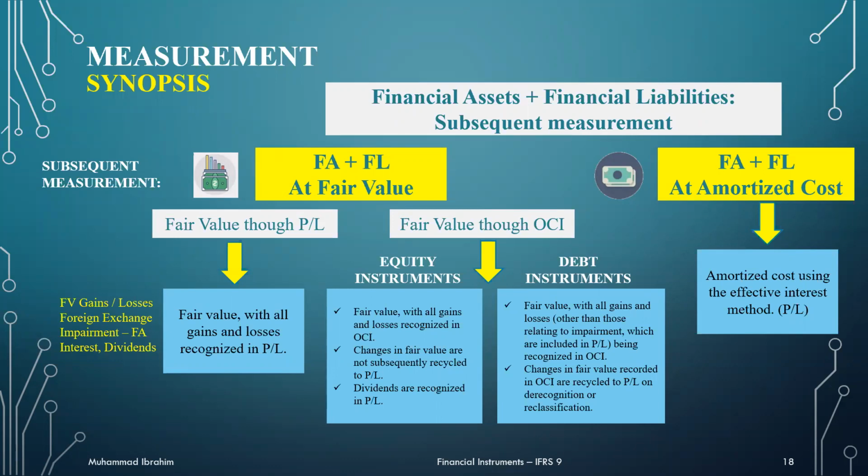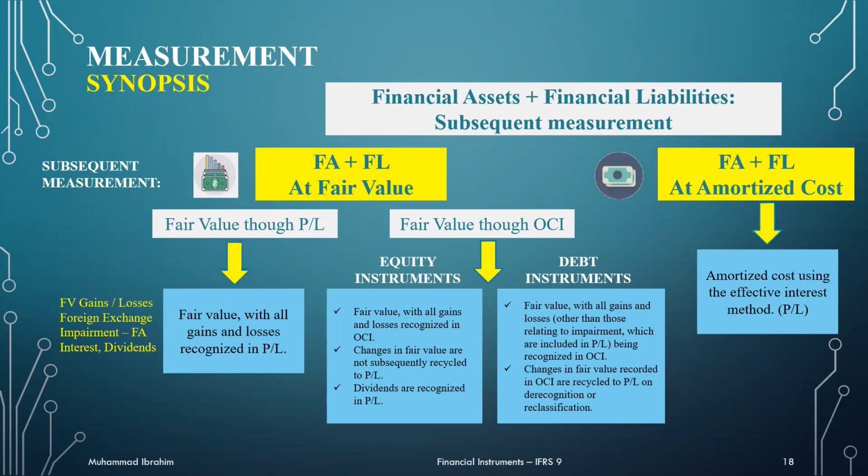Sorry, there's an interruption. Let me tell you, all the financial instruments will be measured at fair value plus transaction cost, other than the financial assets which you have selected to classify at fair value through P&L. Other than those classifications, like fair value through OCI and at amortized cost, will be measured initially at fair value plus the transaction cost.